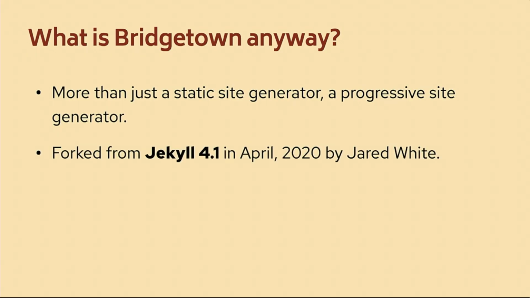Bridgetown was forked from Jekyll 4.1 in April 2020. So if you have used Jekyll and not used Bridgetown, I'd recommend checking it out because it'll look very familiar instantly. The reason Jared did that fork is that Jekyll had stagnated and wasn't really evolving with the times. All these other languages and frameworks had cropped up with new ideas, but Jekyll was kind of stuck in its ways, and Jared wanted to modernize it, so he forked it.